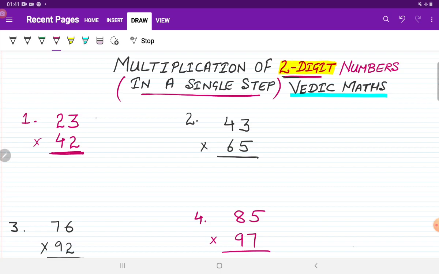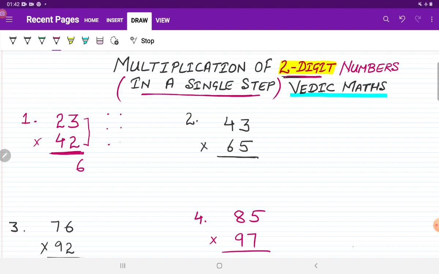So here I am taking 23 into 42. How do you have to multiply? First of all, you will write like this. We'll multiply this way: 3 twos are 6. A single digit, no worries. If a two-digit number comes, we'll carry forward.